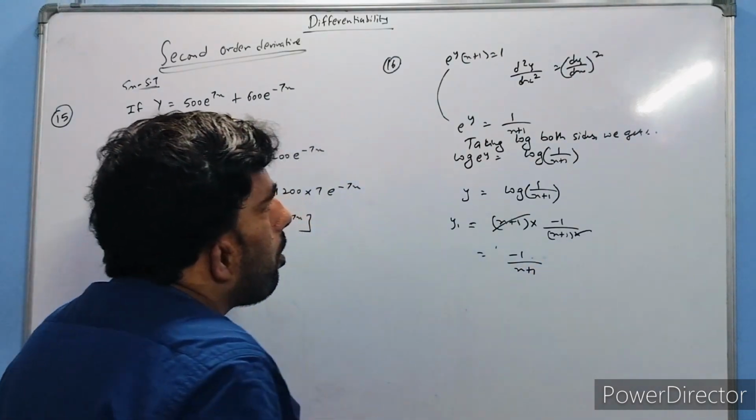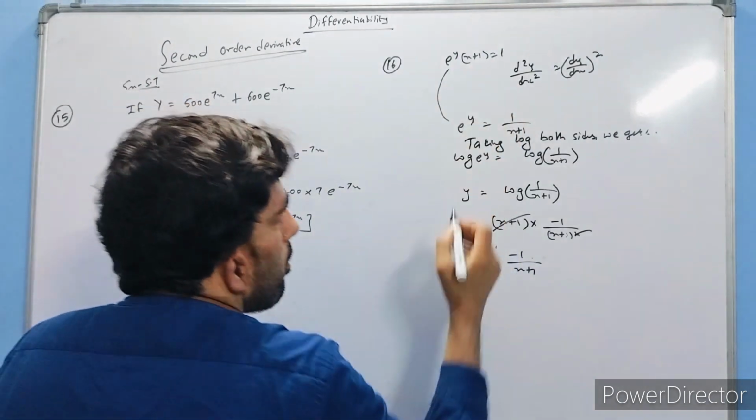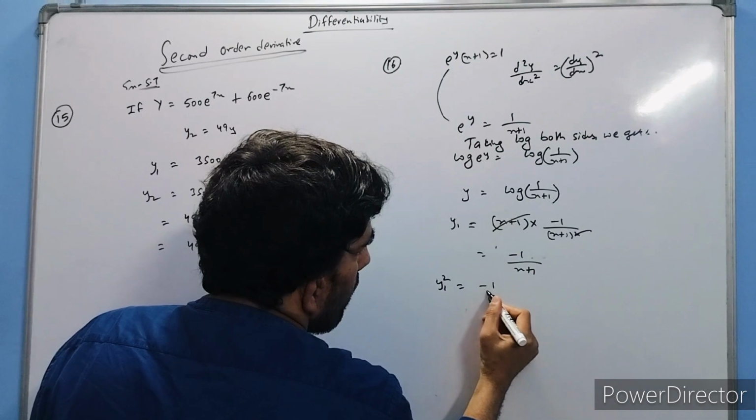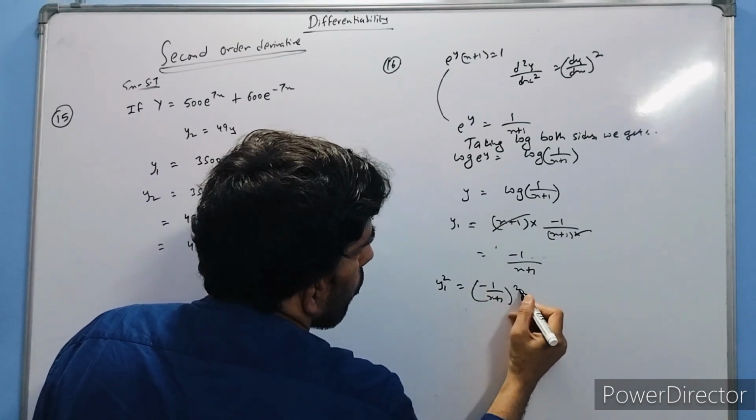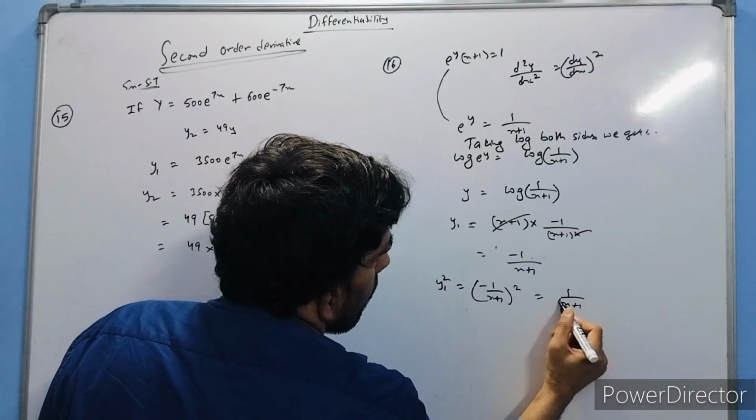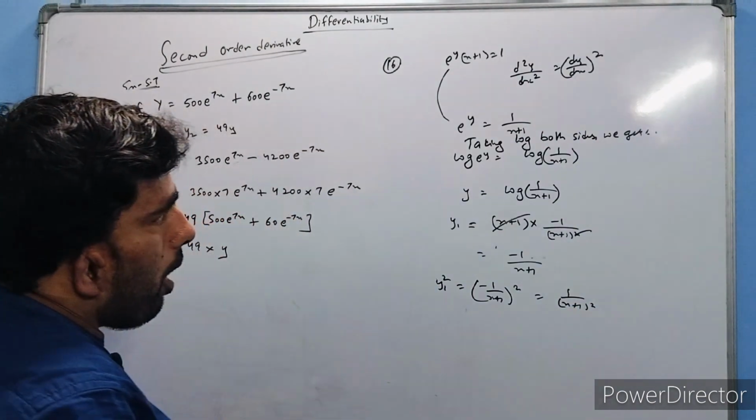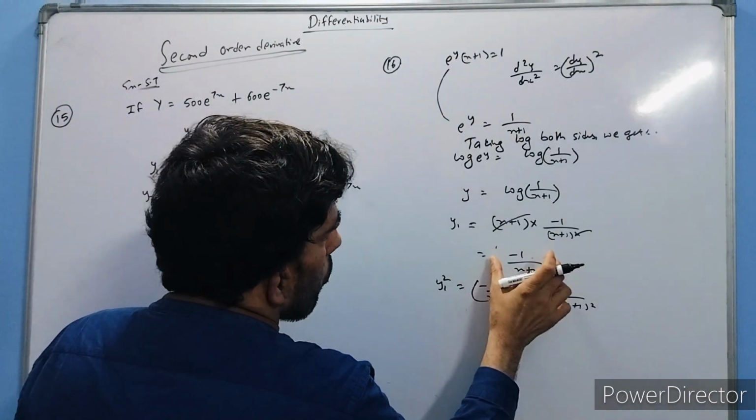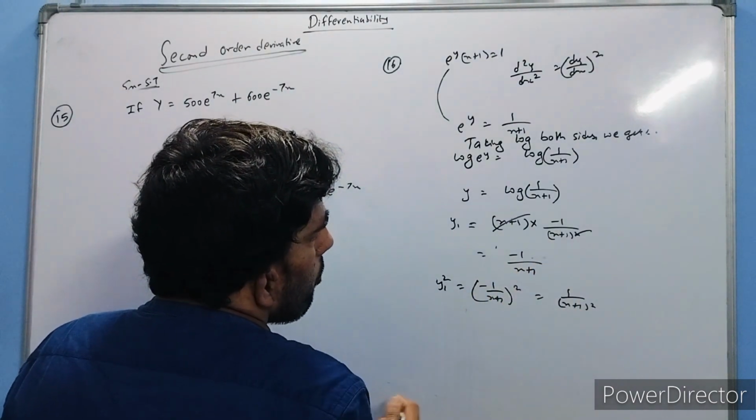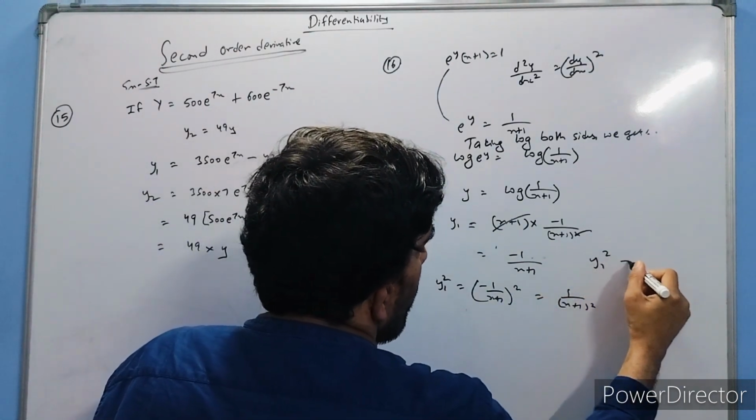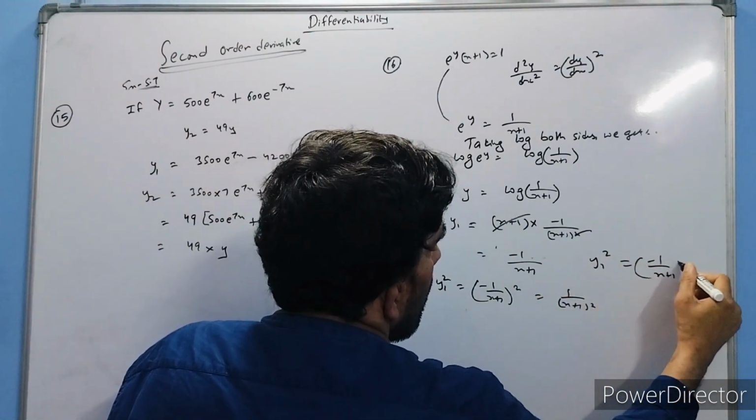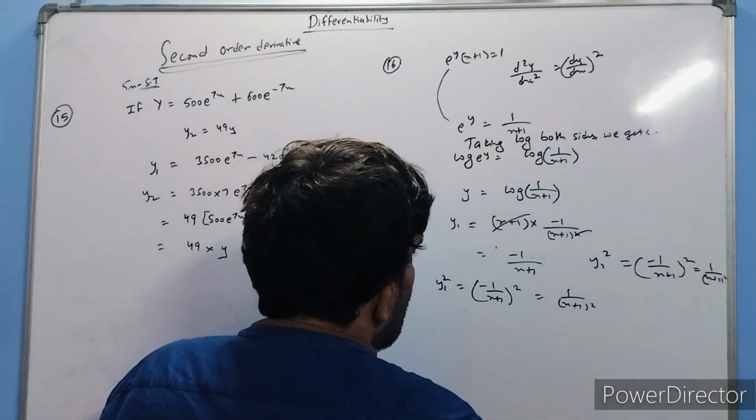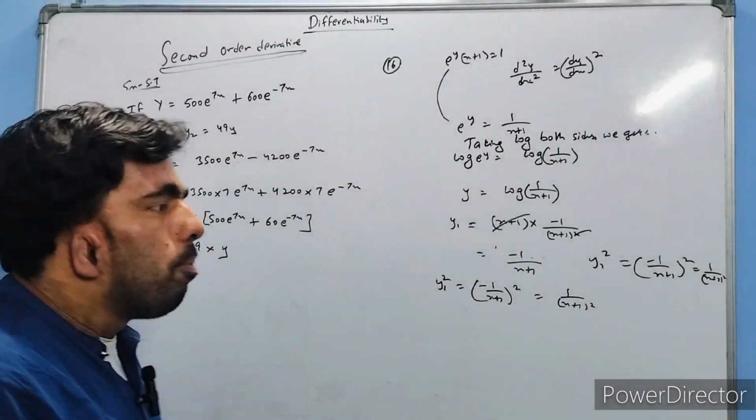Okay, so now what we need to prove is, we need to take the square of y1. The square of y1 will be minus 1 upon x plus 1 whole square, it will be 1 upon x plus 1 whole square. So we have this, and now we have y1. If I take the whole square of this, I get the same. So y1 square will be 1 upon x plus 1 whole square. Okay, so that is how we can prove it.